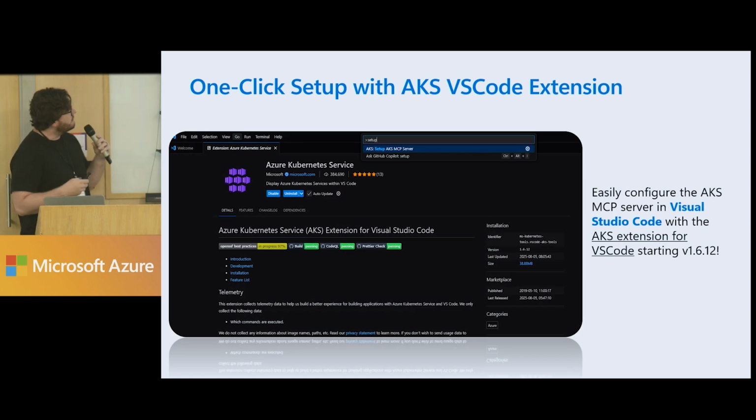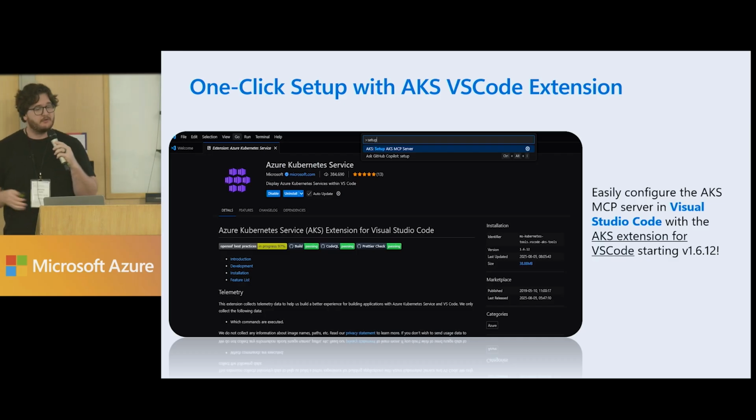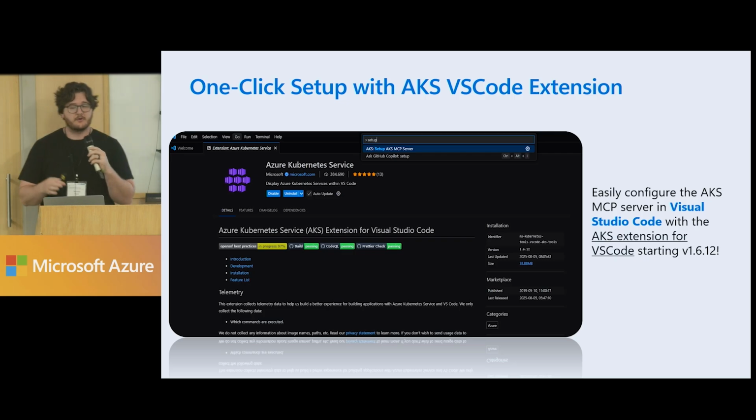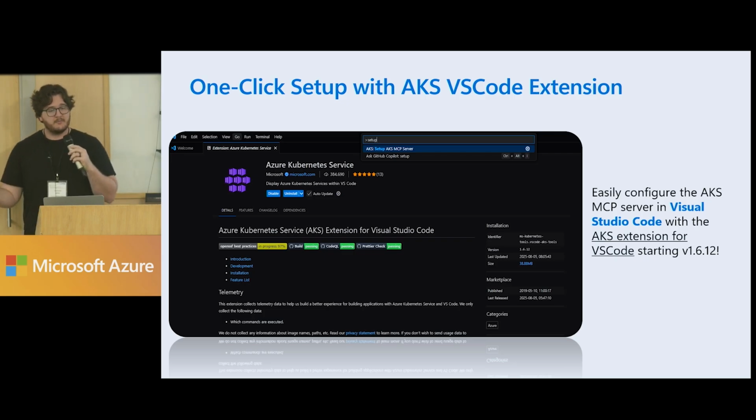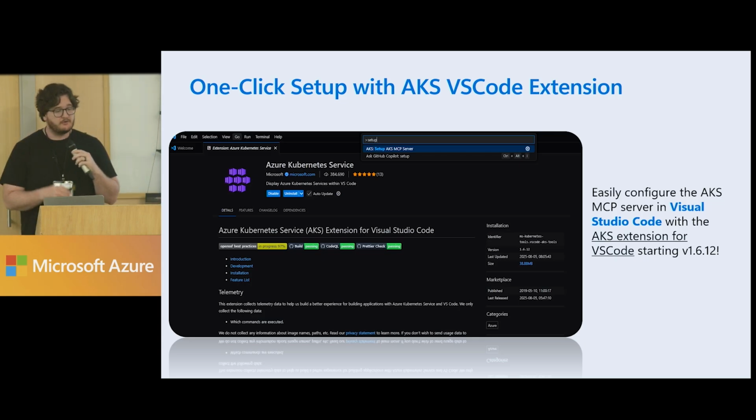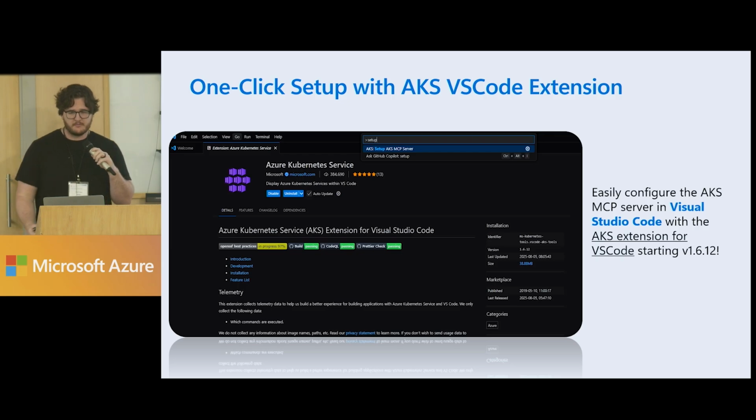The AKS MCP server also has one-click setup with your local Visual Studio Code using the AKS extension. All you have to do is download the latest version of the AKS VS Code extension and then search for AKS Setup MCP Server in the VS Code command palette to add the MCP server to your configuration file. So you will automatically get all available tools ready to use by GitHub Copilot or your favorite AI agent.